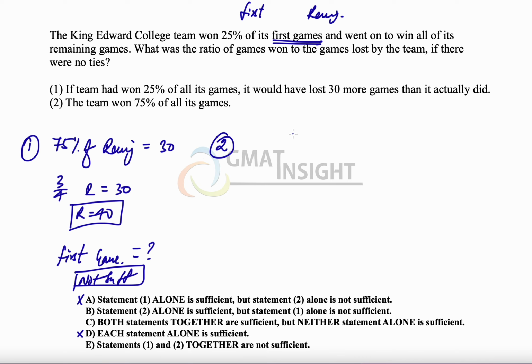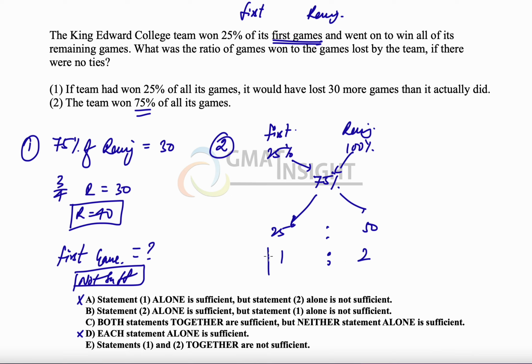The second statement says that the team won 75% of all its games. Understand, in the first round they won 25% of games. Of the remaining games, they won 100%. And finally, they won 75%. So the ratio of the first and the remaining games will be, using the alligation method, we take the diagonal differences: 100 minus 75 becomes 25, and the difference between 25 and 75 becomes 50. Which means the first games and the remaining games were definitely in the ratio 1:2.